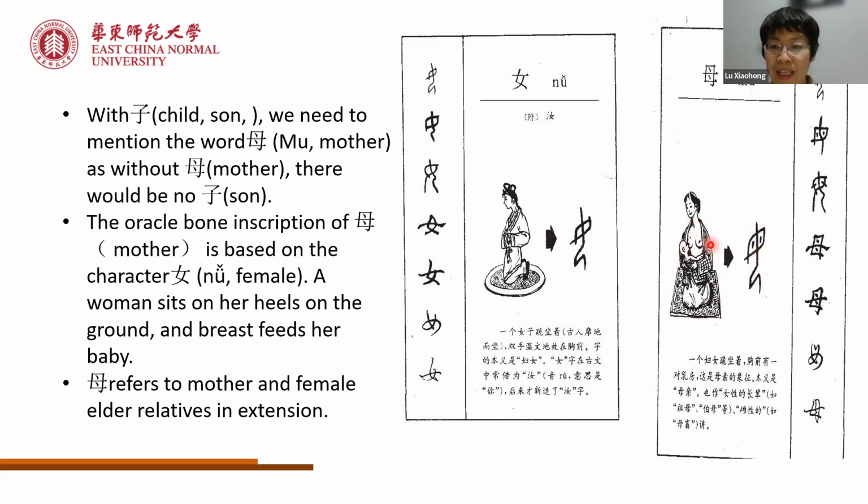So you can see how this word formed from the original image. So here, 母, mother, refers to mother and the female elder relatives in extension. Now here we can see the word 母 in oracle bone inscription, and then it changed to today's way of writing like this. These two are cursive writing, and this is grass writing, and this is the cursive script.